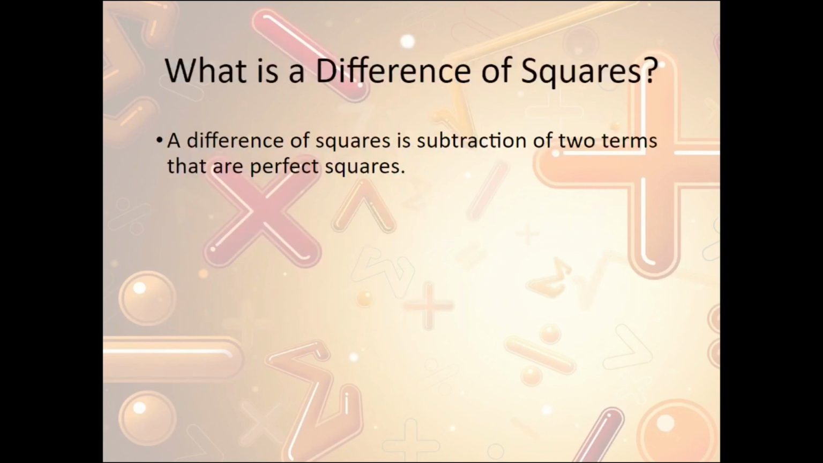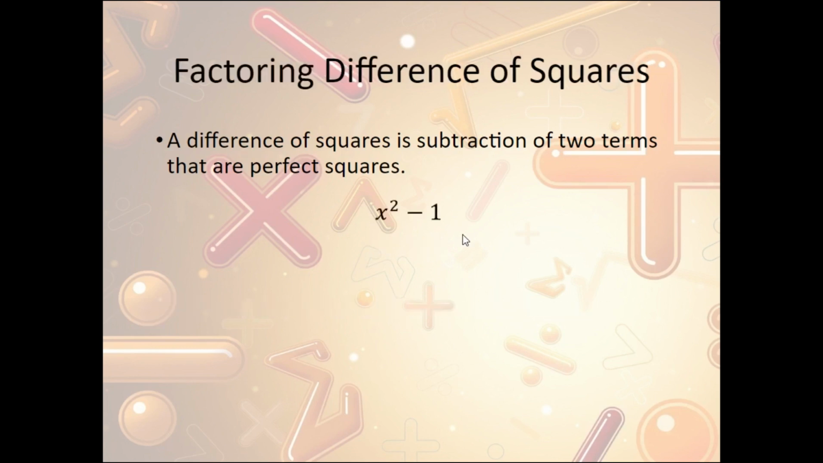So what is a difference of squares? A difference of squares is subtraction of two terms that are perfect squares. For instance, x squared minus 1. So remember, difference means subtraction, so it's got to be subtraction. And each of these numbers needs to be a perfect square. Well, we know that x squared is the quantity x to the second power, and 1 is just 1 squared. So this is a difference of squares. So this would be an example. So how do we factor a difference of squares?